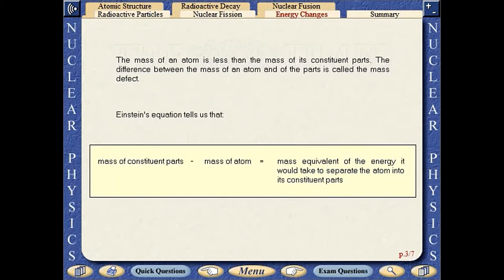The mass of an atom is less than the mass of its constituent parts. The difference between the mass of an atom and of the parts is called the mass defect. Einstein's equation tells us that the mass of the constituent parts minus the mass of the atom equals the mass equivalent of the energy it would take to separate the atom into its constituent parts.